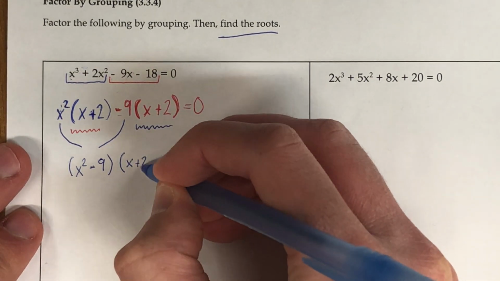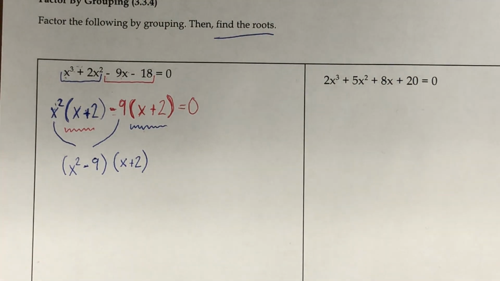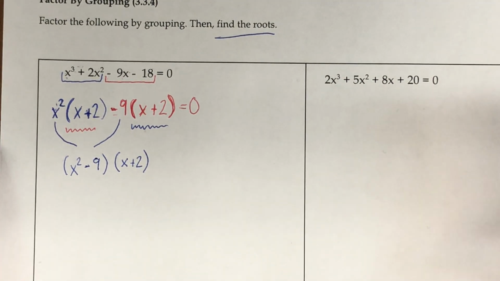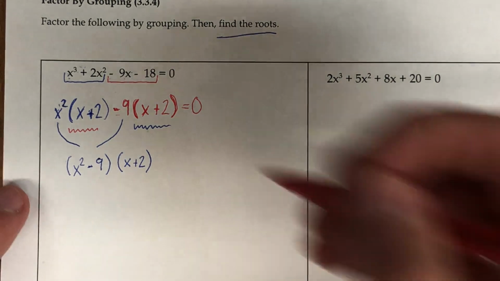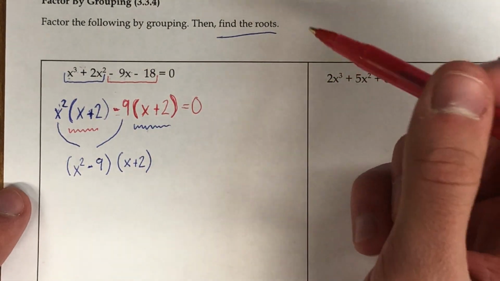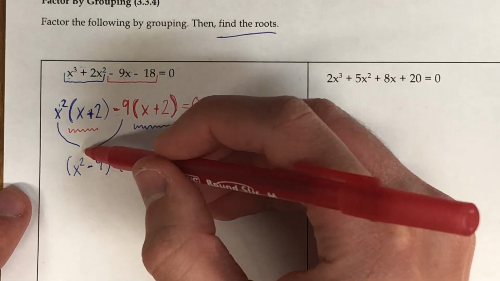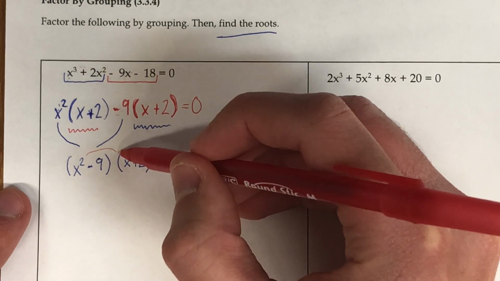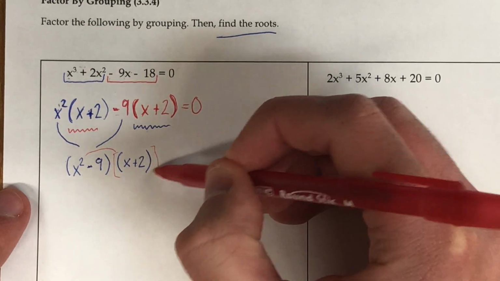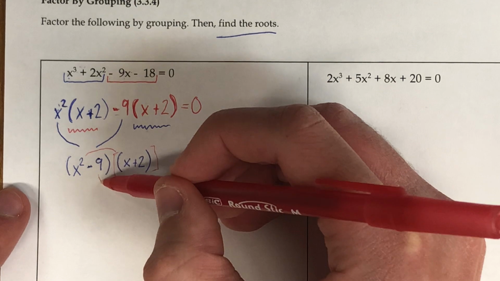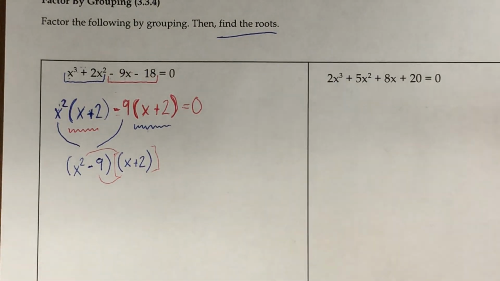times our original factor. And the reason we can do this is because, if I were to distribute this, I would just have x squared times x plus 2, or times x times 2. I would have negative 9 times x plus 2. So I'm just rewriting this, grouping these together into two factors.